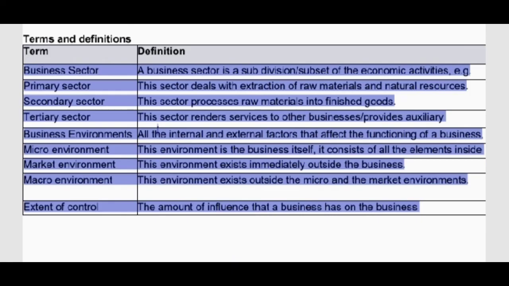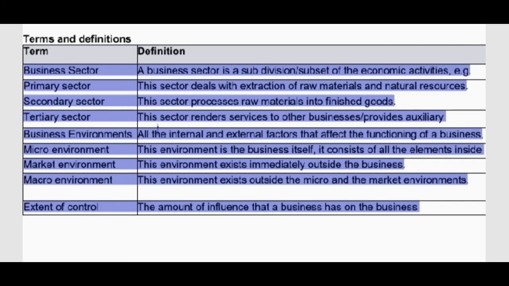Now we move to what? Business environment. After business environment, we will go to what? Micro environment. After micro environment, we will go to market environment. And we will also go to macro environment. Then the last one that we will be dealing with is the extent of control.